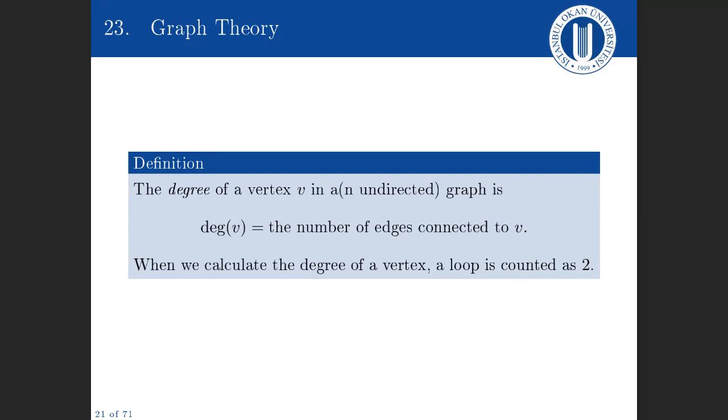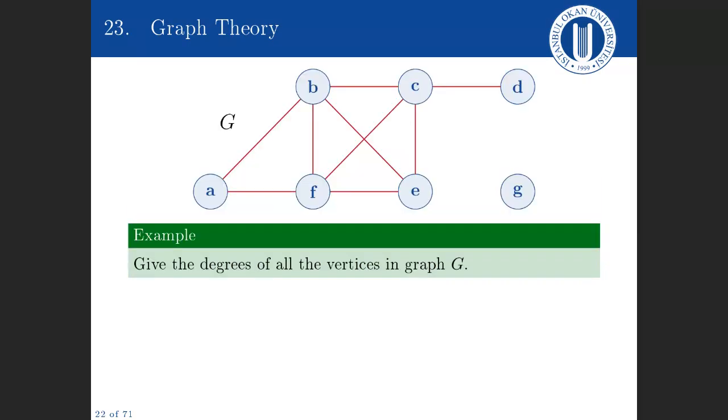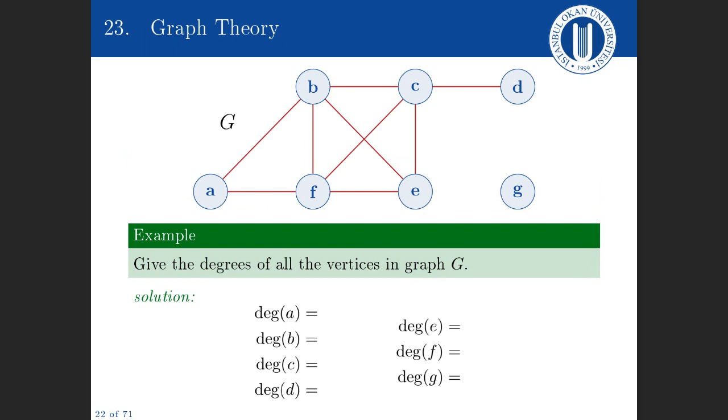The degree of a vertex is the number of edges connected to that vertex. When we're counting the degree of a vertex, if we have a loop, we count that as 2. So, for example, give the degrees of all the vertices in this graph. First, let's look at A. How many edges are connected to A? There's 2 edges. So the degree of A is 2.